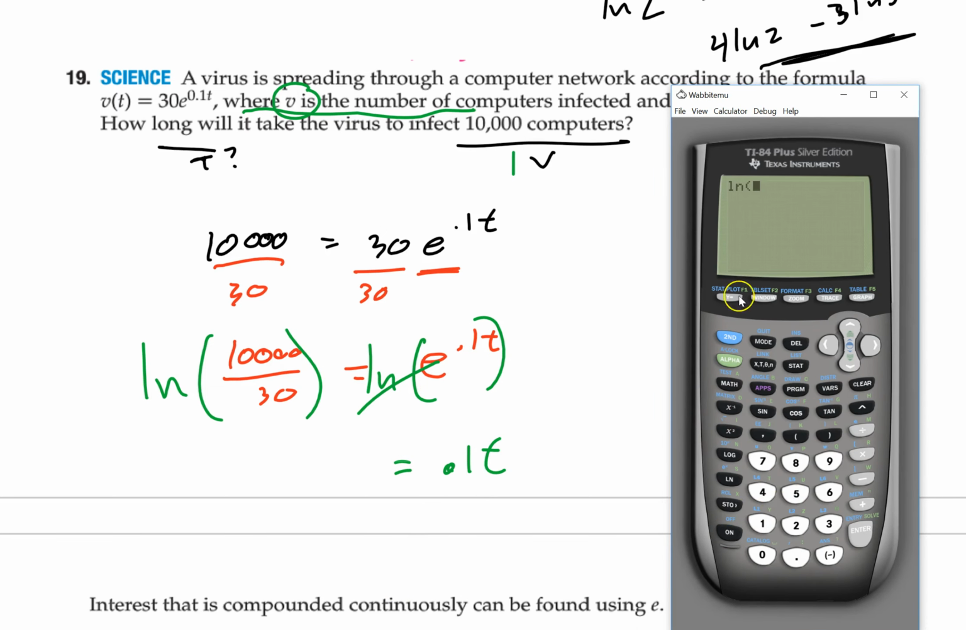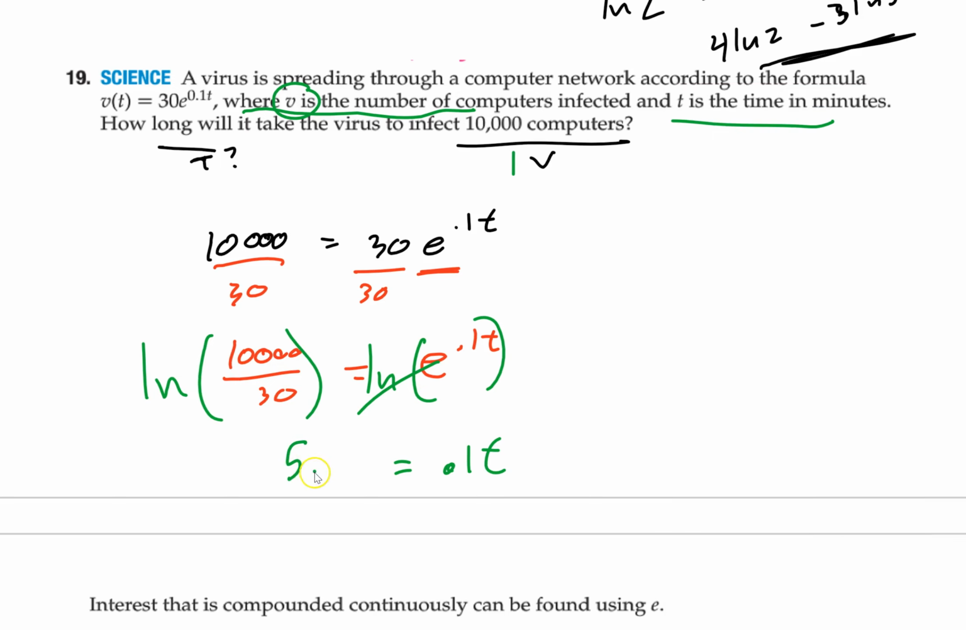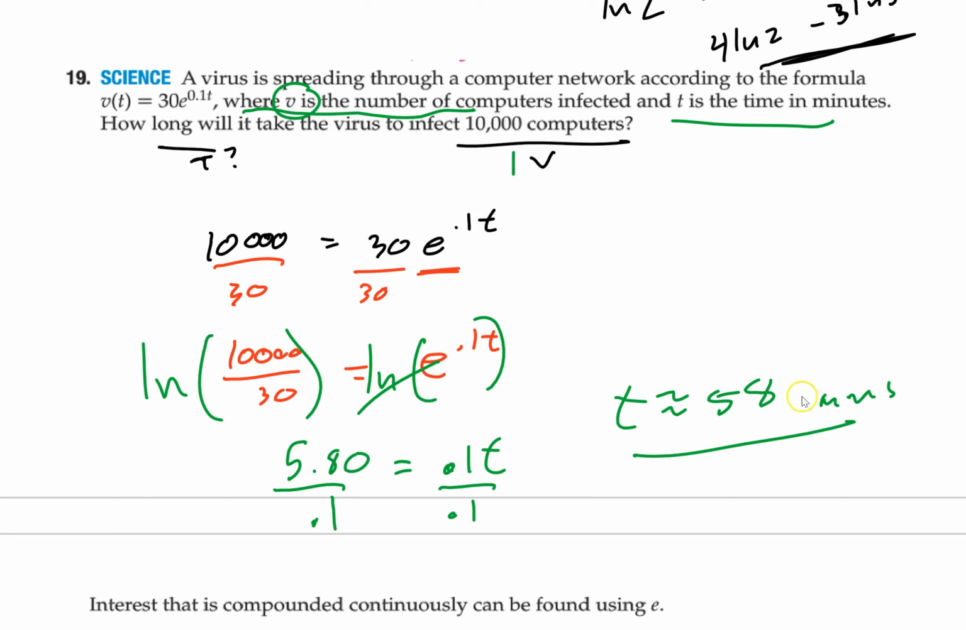Turn it on every single time, bane of my existence. Let's do natural log of 10,000 divided by 30, all in one log. And I get, let's round to the nearest hundredth, 5.8. And then to get t by itself, divide by 0.1. That should move the decimal over one spot. It's going to give you t is roughly 58 minutes. So in less than an hour, it's going to infect 10,000 computers. Isn't that virus a pain in the butt?